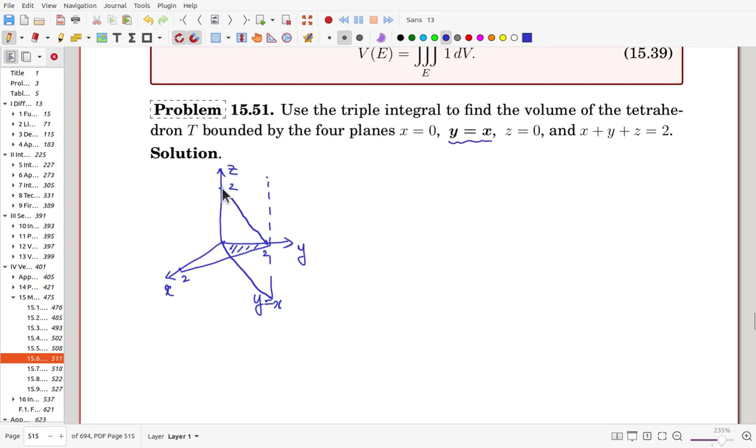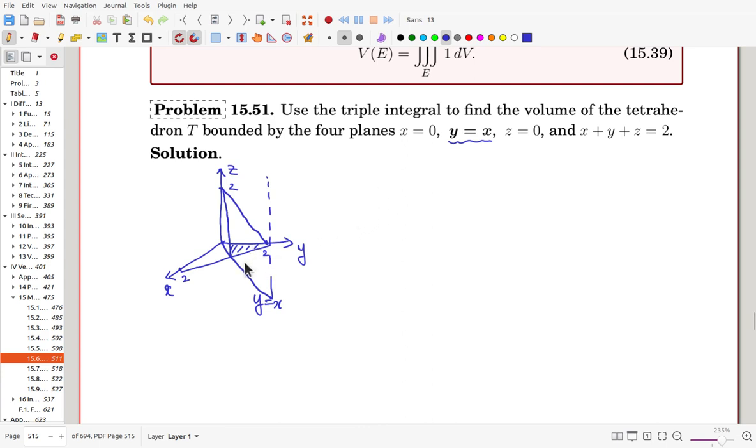And we connect one more to see the tetrahedron from here to there. Can you see the tetrahedron? This is the bottom, and one side, another side, and the back side, right? Okay, we want to find the volume of a tetrahedron by using the triple integral.